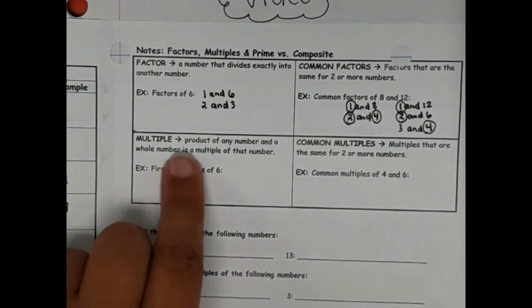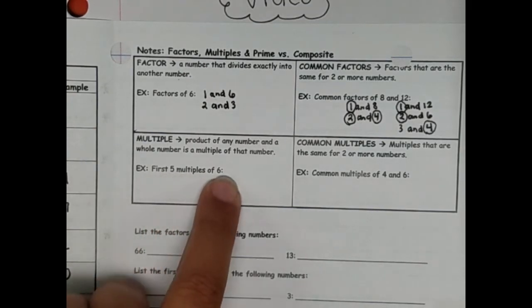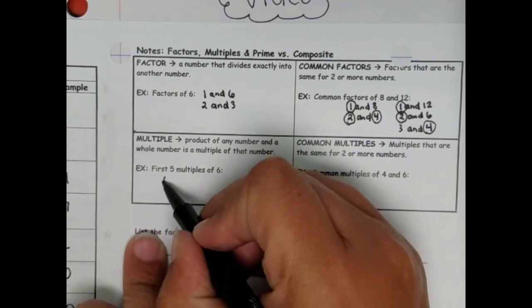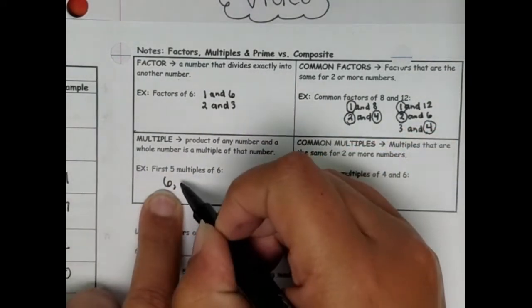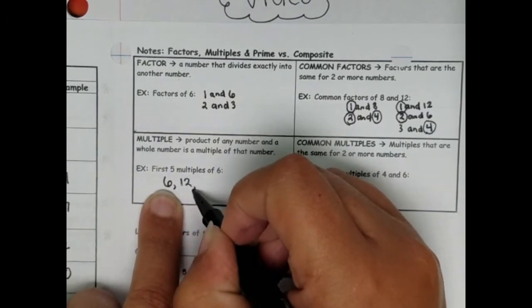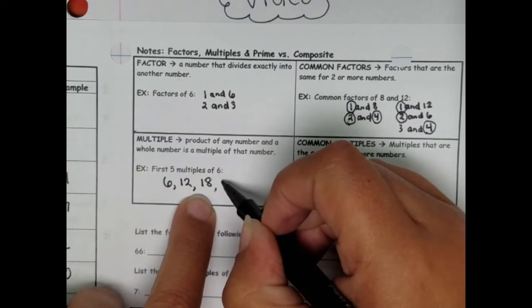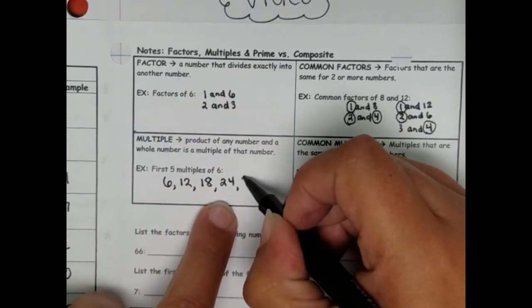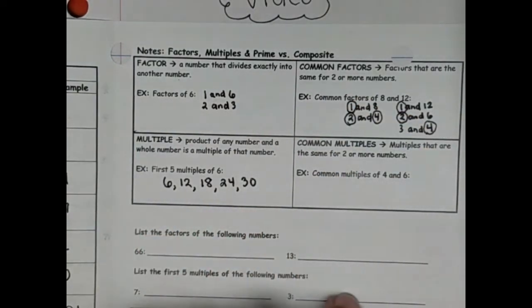All right, moving on. Multiples: a product of any number and a whole number is a multiple of that number. So for example, the first 5 multiples of 6. This means we're going to list the number. The first one is 6, so that'd be like 6 times 1. And then 6 times 2, which gives us 12. And then 6 times 3, which gives us 18. 6 times 4, which gives us 24. 6 times 5, which gives us 30. So this is our list of multiples of 6.